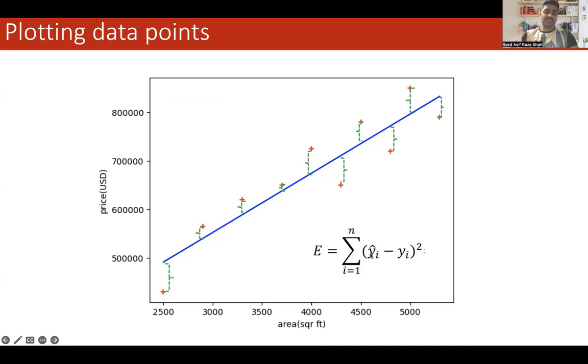So I'm not going into the details of this equation, just to understand how we get this blue line. We get this blue line when we minimize the error rate from this data point to here, and all the data points to this newly predicted data point, and we combine all the data points, and we will get this blue line. So this is how we get this blue line.